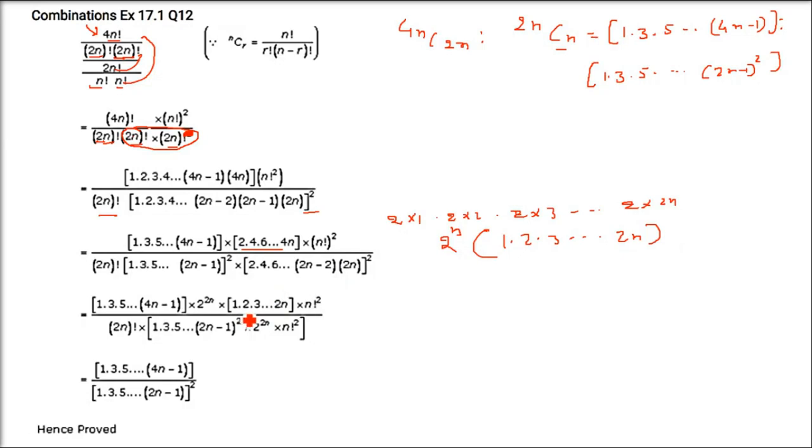So please understand, it is not 2 to the power n. It is 2 to the power 2n. Okay. Now 2 to the power 2n it will be, and 1, 2, 3 like this. And what is this? This is factorial 2n. Now this is the first numerator change.